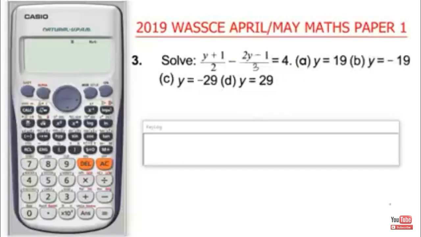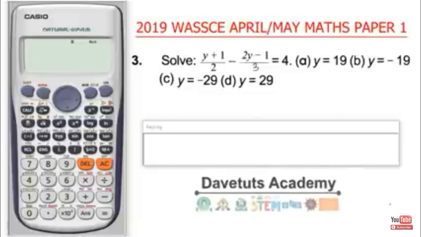So in this question number 3, we are told to solve y plus 1 over 2 minus 2y minus 1 over 3 is equal to 4. Instead of y as the variable of the unknown, I'm going to be using x, because x is a variable that the calculator perfectly understands to solve for whenever it's evaluating an equation. So I'm going to be using x in place of y, and I want to see what is going to be the value for this y in this question.